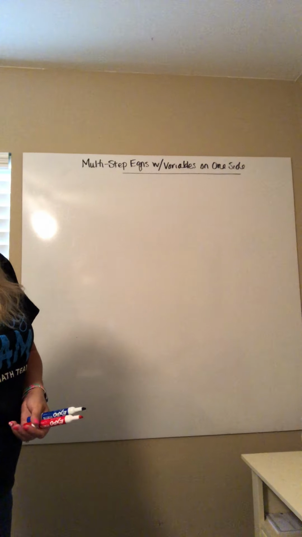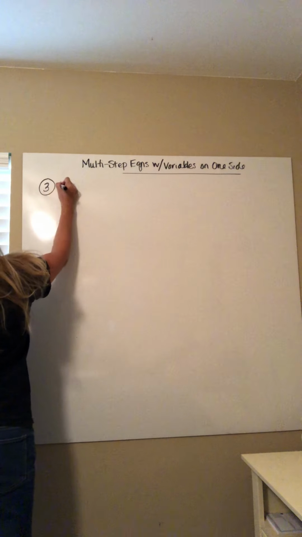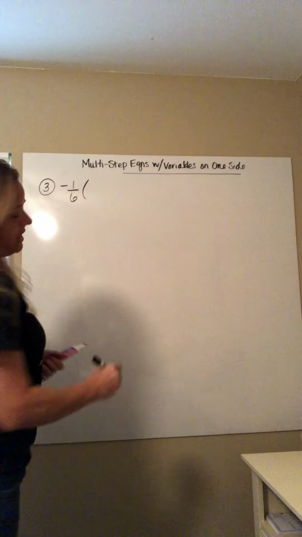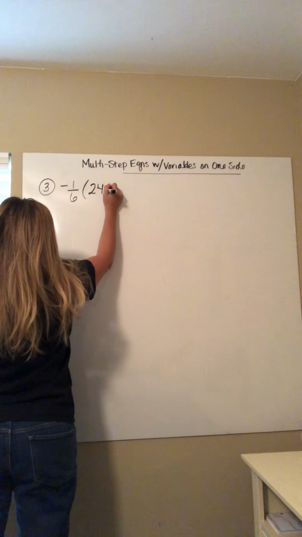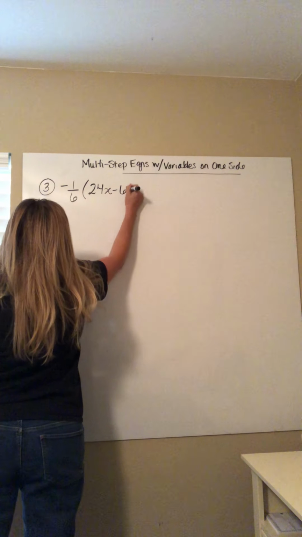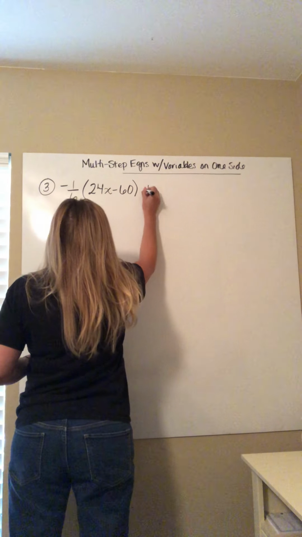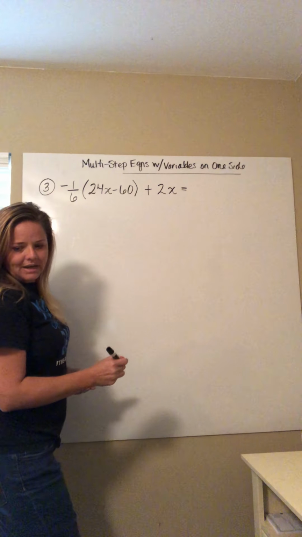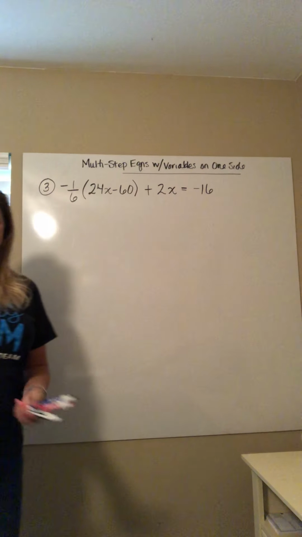So our fraction problem is going to be, this is number 3, negative 1/6 times the quantity 24x minus, oops, I forgot my x, 24x minus 60 plus 2x equals negative 16. So this guy looks like a biggie, but we know the steps to working it out.